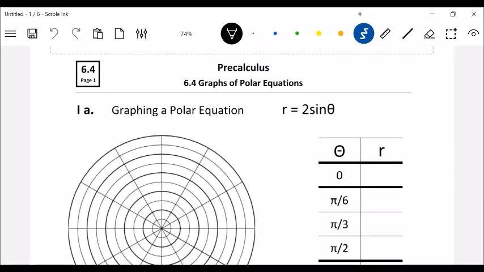Let's graph some polar equations. We're going to start with r equals 2 sine theta. What that's saying is that the radius is going to be 2 times that.